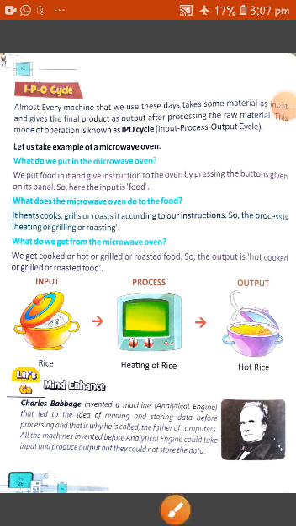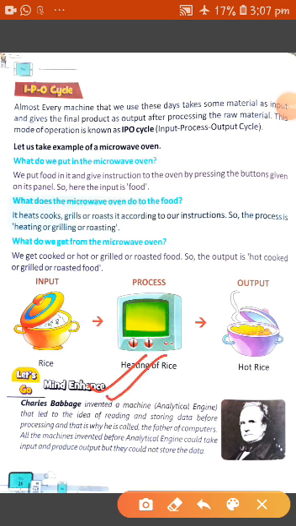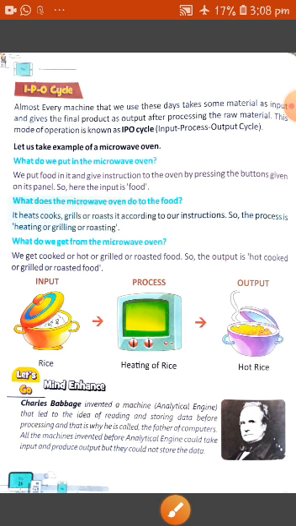Now, talking about Mind Enhance. Charles Babbage invented a machine, the Analytical Engine, that led to the idea of reading and storing data before processing, and that is why he is called the father of computers. All the machines invented before the Analytical Engine could take input and produce output, but they could not store the data.